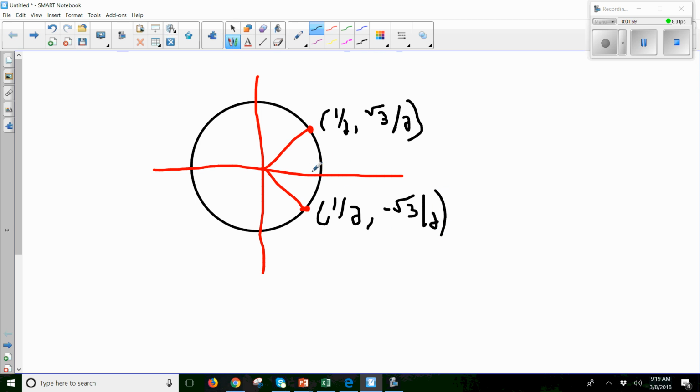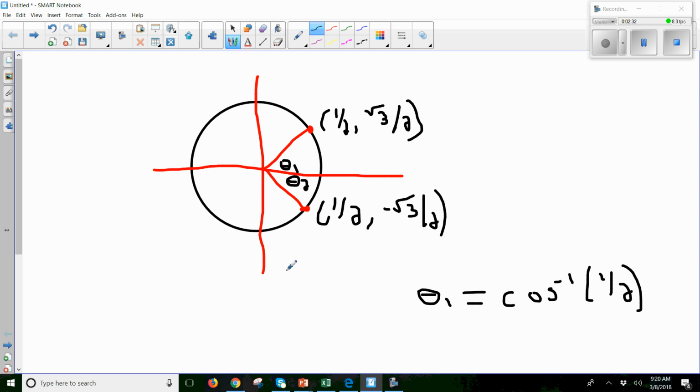Because the period of cosine is 2 pi, here we have these two angles where this happens. Let's call this theta 1. Let's call this theta 2. So to find those angles, we could say theta 1 is equal to the inverse cosine of 1/2.